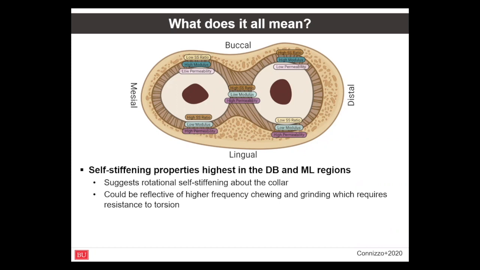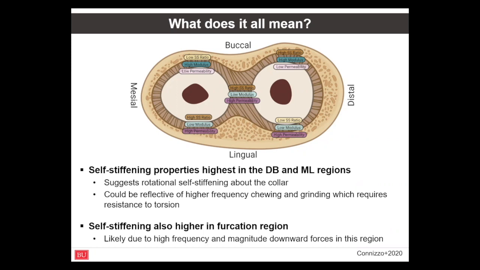We also found self-stiffening was higher in the furcation region, which wasn't totally expected. But we think that this might be due to the high frequency and magnitude of compressive forces in this region. So if you imagine the sagittal view of the tooth being pushed down, in between the tooth and the bone, there's actually compression of the periodontal ligament. And so this kind of reflects a more cartilaginous-like tissue, which typically has a higher self-stiffening ratio.